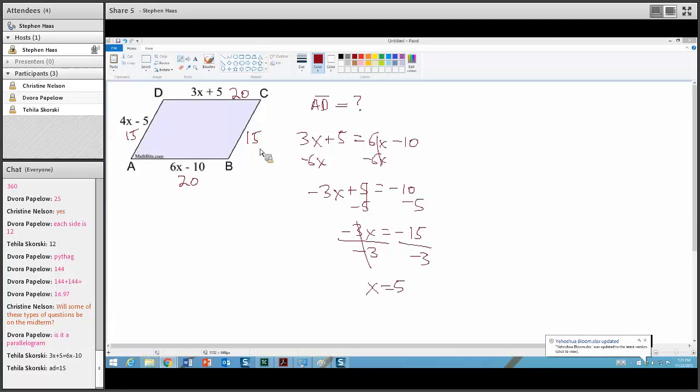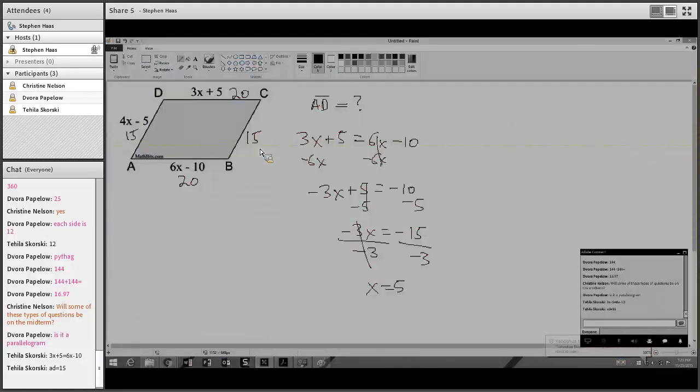Let's try one more from this section, and then I'll do a couple of others. I also want to do one of the homework ones, which I thought was a very interesting problem.